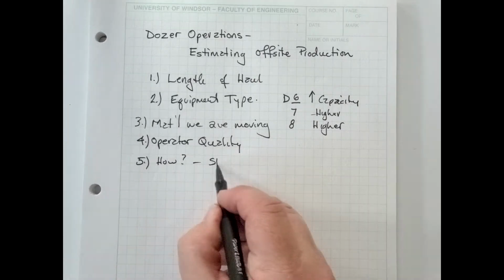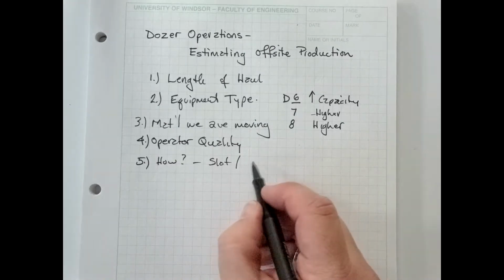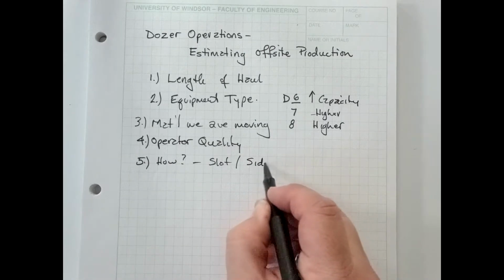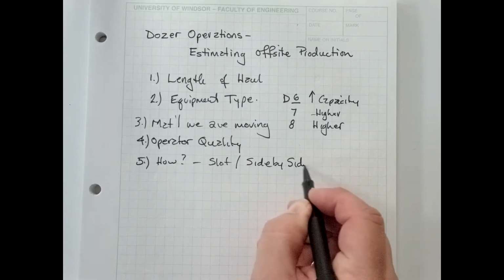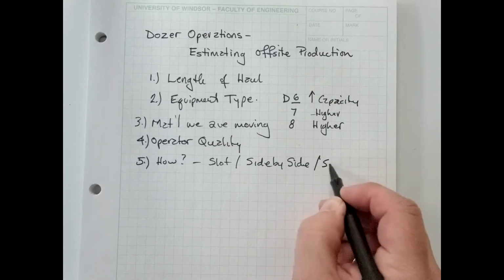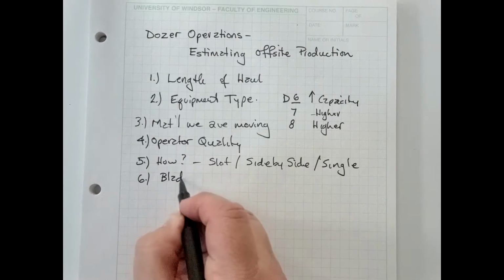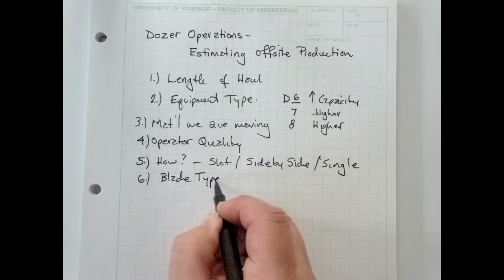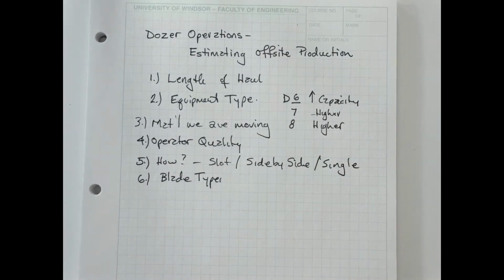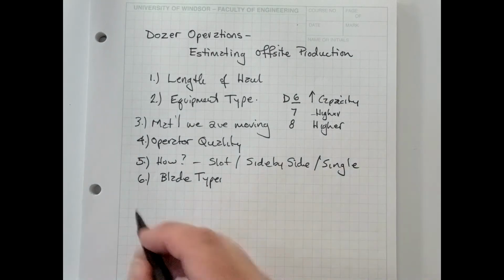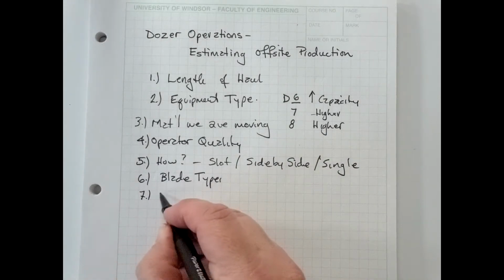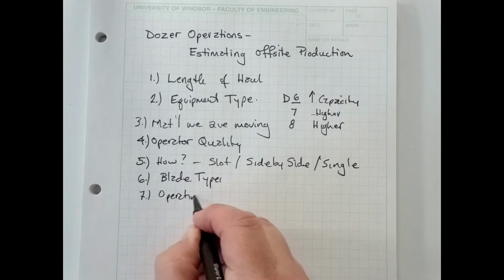Are we going to do slot dozing? Are we going to do side-by-side dozing? Are we going to just do a single blade? What type of blade are we using? Because the blade will give you different capacities based on their shape, and we went through that in the previous lecture.